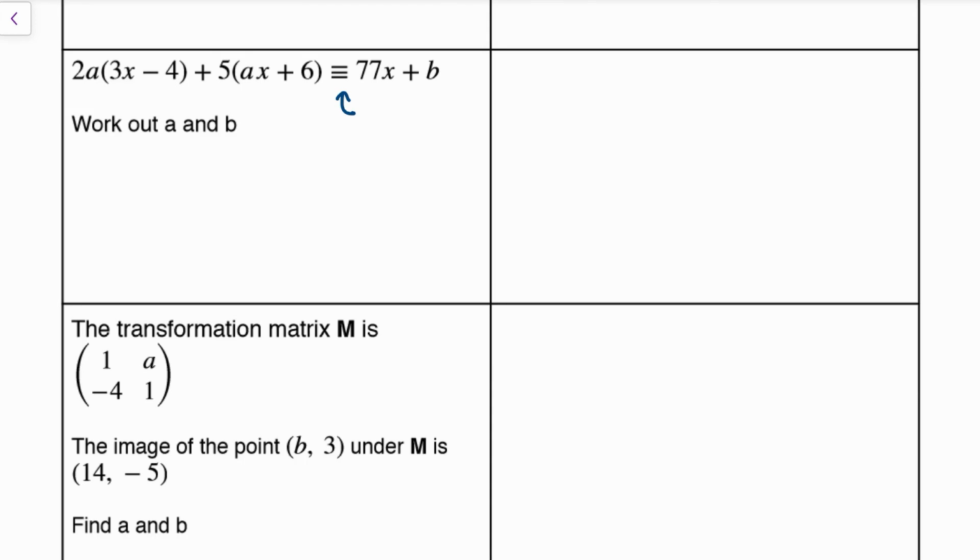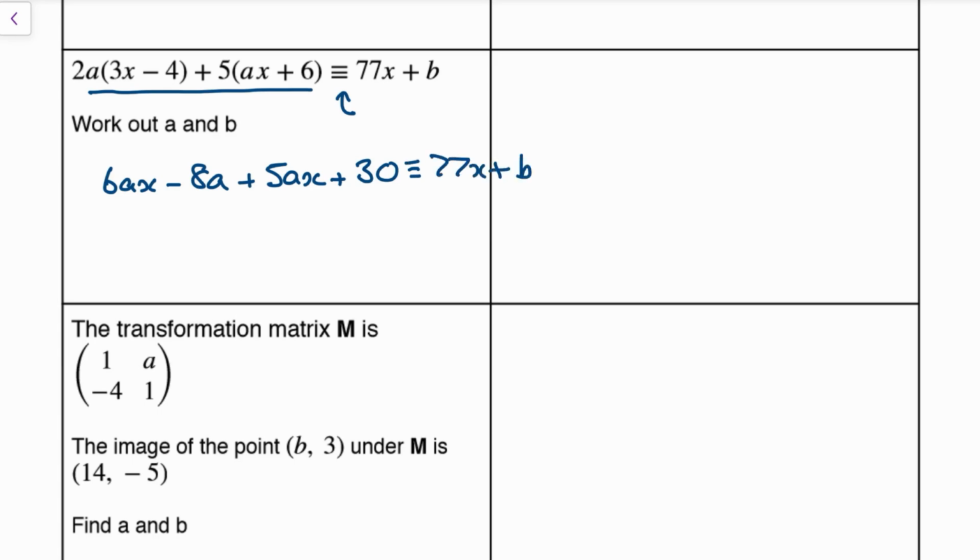First step is I'm going to expand the left-hand side. So that's going to become 6ax minus 8a plus 5ax plus 30 is equal to 77x plus b. And again, it's not actually equal, it's an identity. Then I'm going to collect my x's. So 6a plus 5a is equal to 77, which means 11a is equal to 77, which means that a is equal to 7. Maybe I might put an x in brackets to show the examiner I'm looking at my x's here.